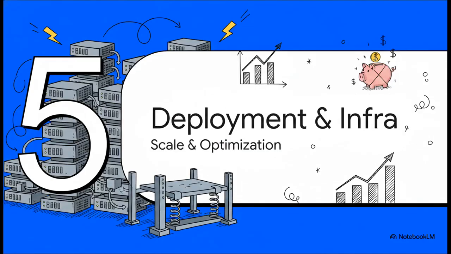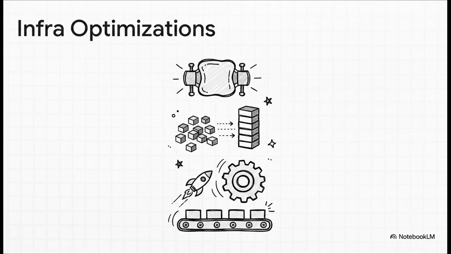Finally, part 5, deployment and infrastructure. Let's look at what it actually takes to host these massive models without completely crashing your servers. When you move to production, these infrastructure optimizations aren't just nice to have, they are absolutely mandatory.